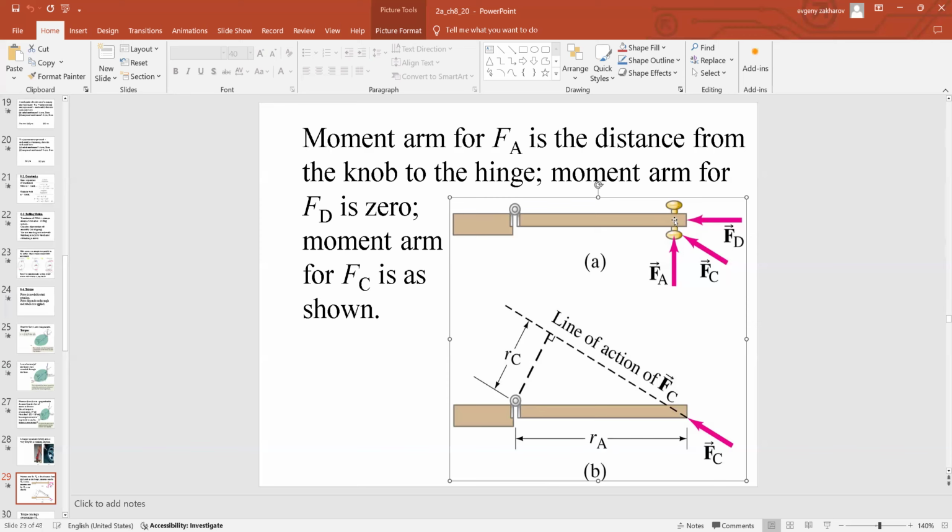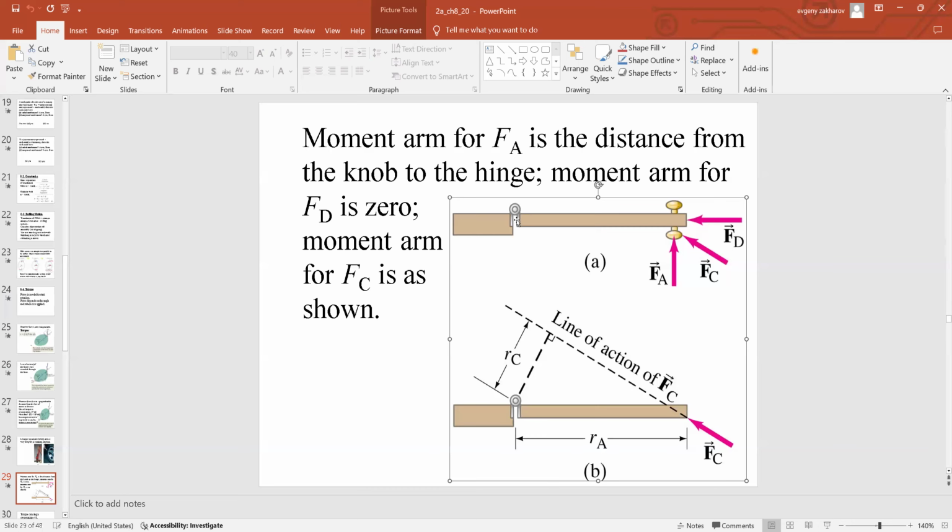And then how about you start rotating the door with the force F sub D? Well, chances are you will never open the door with that kind of a force. Why is that so? Because the line of action crosses the rotational axis. And what's the smallest distance then? The smallest distance between the line of action and the axis of rotation is just 0, because the line of action crosses the axis of rotation.